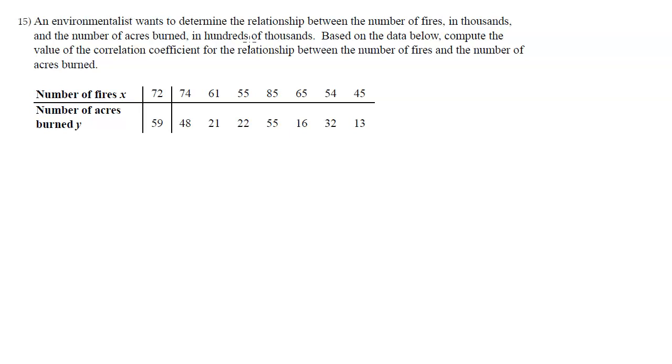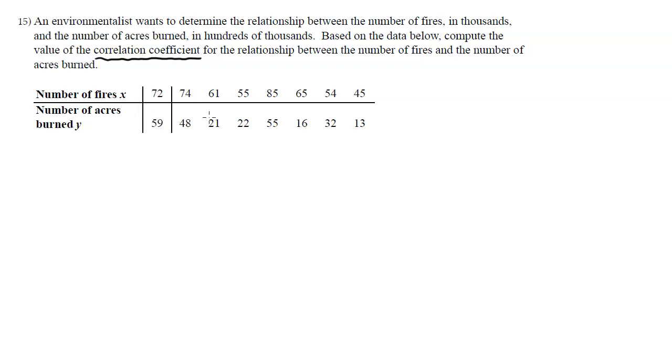An environmentalist wants to determine the relationship between the number of fires, here in thousands, and the number of acres burned in hundreds of thousands. Based on the data below, compute the value of the correlation coefficient for the relationship between these two variables.